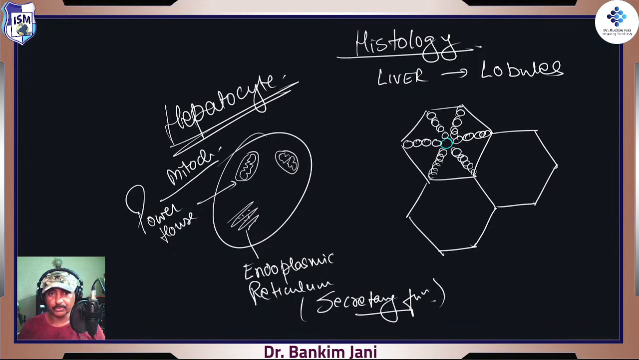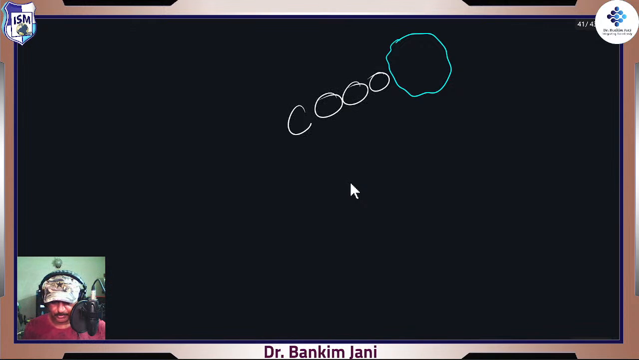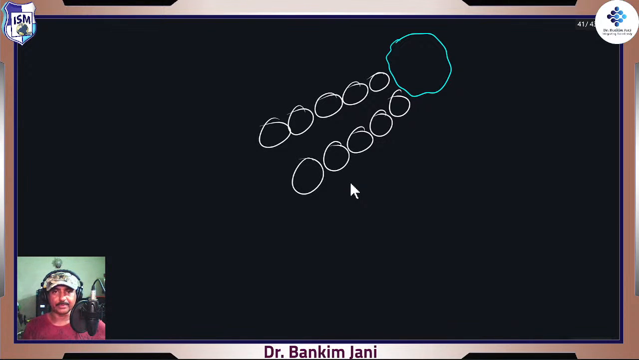Now let's go into the detail of this one piece. If we zoom this part, it will give us a complete understanding of where the portal vein is, where the bile duct is, what happens to the hepatic artery, and what happens to the central vein. So let's zoom this portion, full page. Over here was the central vein, and then all those hepatocytes. Let's make them big. These are all hepatocytes.